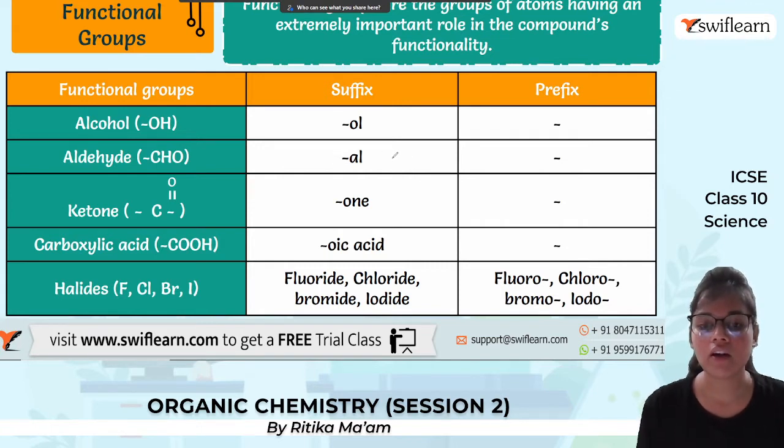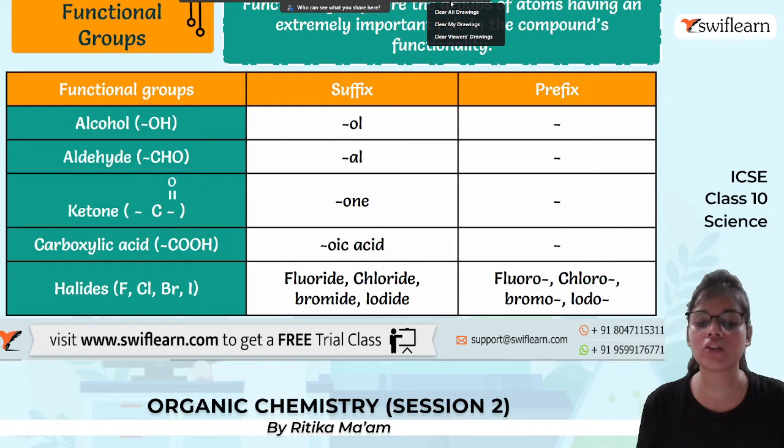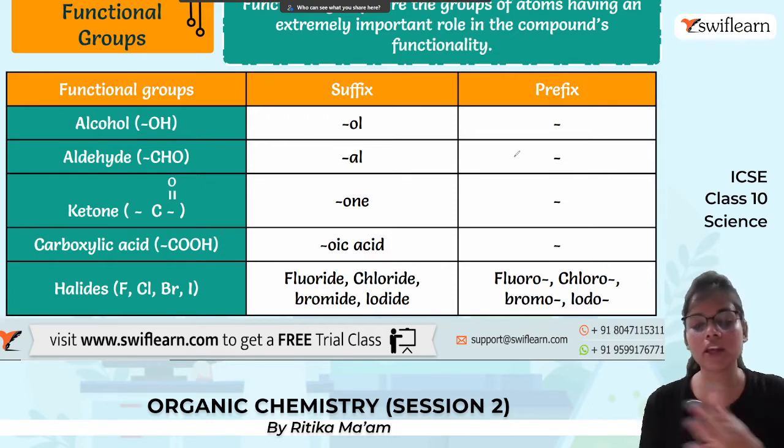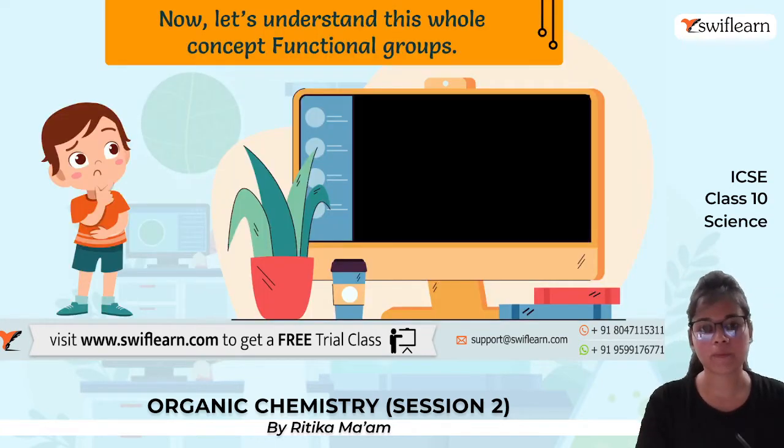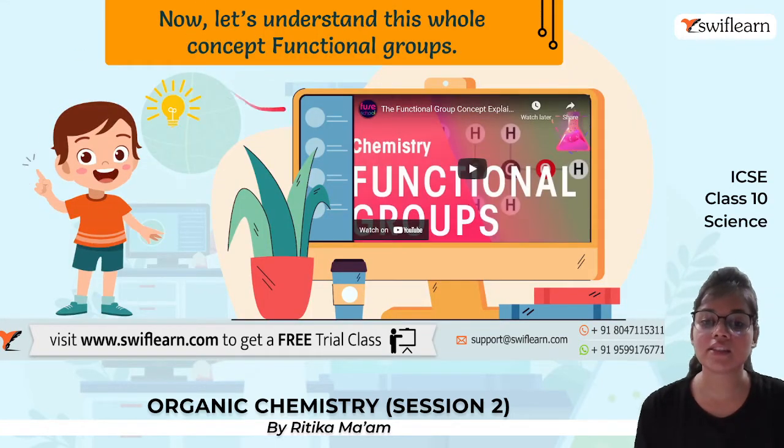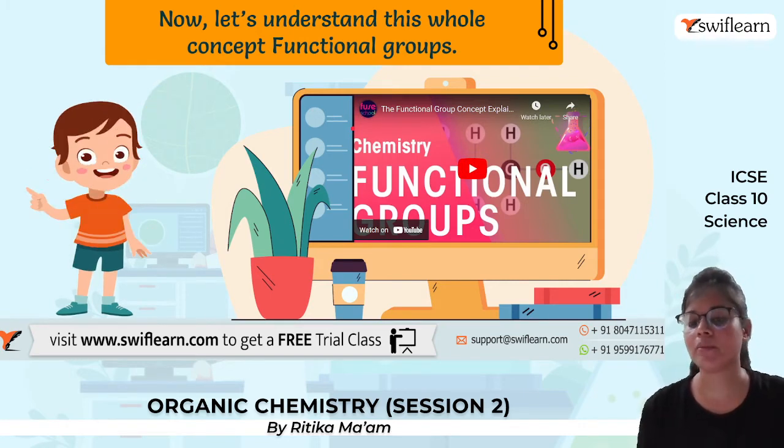So we have butanol. Next ketone, so ONE is the suffix, propanone, butanone, etc. Carboxylic acid, methanoic acid, ethanoic acid, that is the suffix. Then we have halides, which are fluoride, chloride, bromide, iodide, and the prefix is also present, fluoro, chloro, bromo or iodo accordingly. Now we're going to understand this concept of functional groups through a short video. So we will be seeing it and then we will be discussing it.